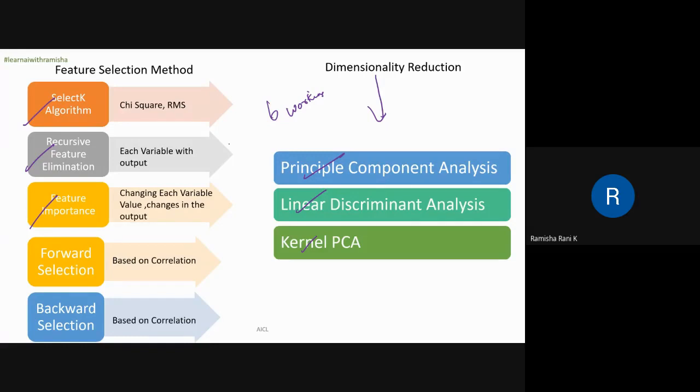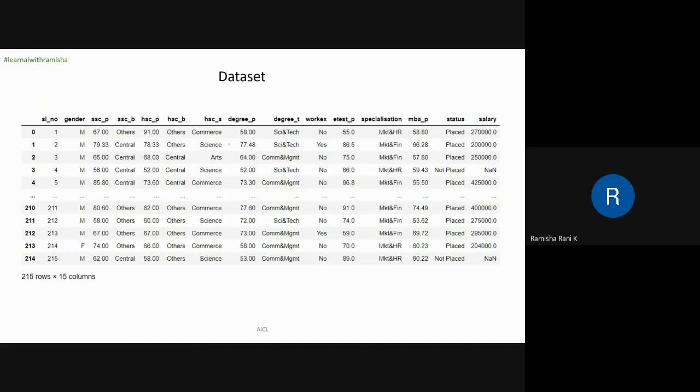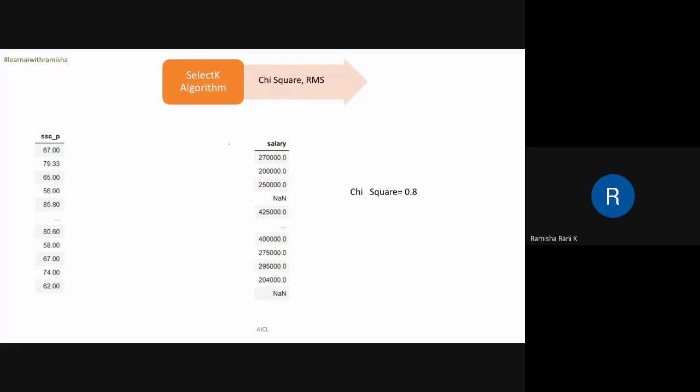How it is going to select your features, right? So consider this is a data set. We have 15 columns and 215 rows, right? First we are going to apply the SelectK algorithm. Here we are going to use chi-square as the final validating parameter. This is your input column. Consider this is your input 1 and this is your output.